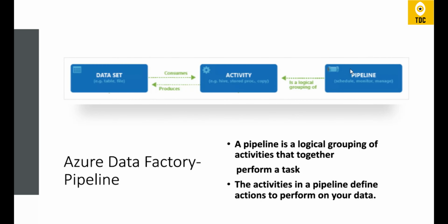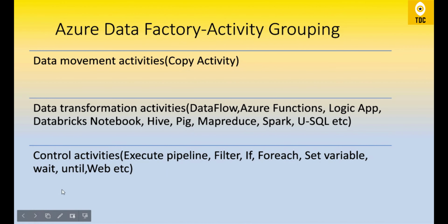So hope this is clear, and this is very important to understand the hierarchy, right? At a high level, the pipeline will come, then activity will come, and then at the root level, your dataset will come. Hope this dependency is understood. Yeah. So let's go to the next slide where we will see activity grouping.